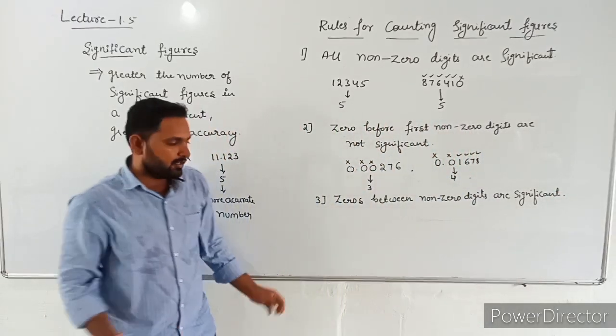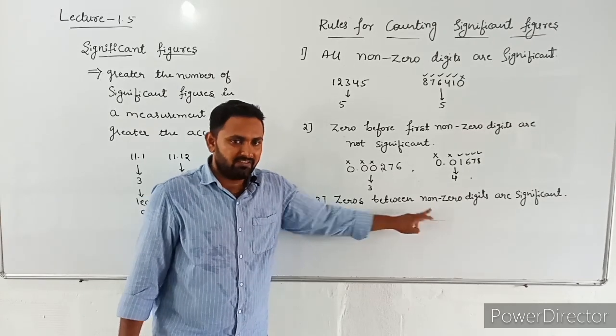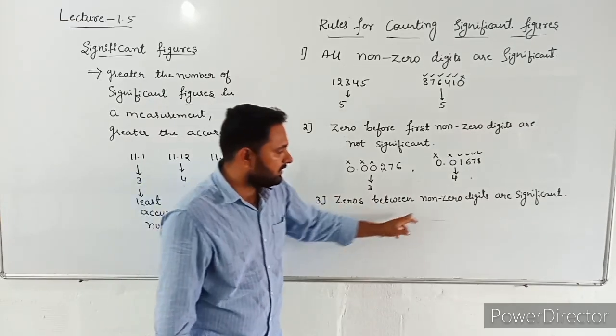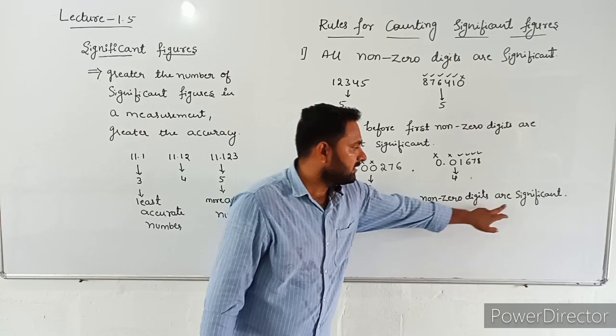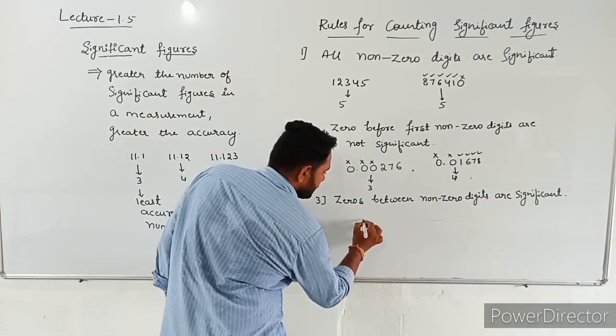See here, according to the third rule, zeros between non-zero digits: if zeros are present in between non-zero digits, then they are significant. Now let us check one example.